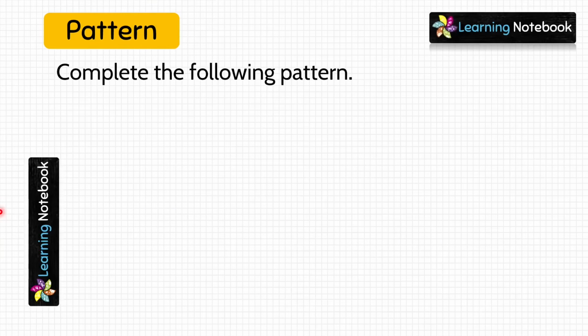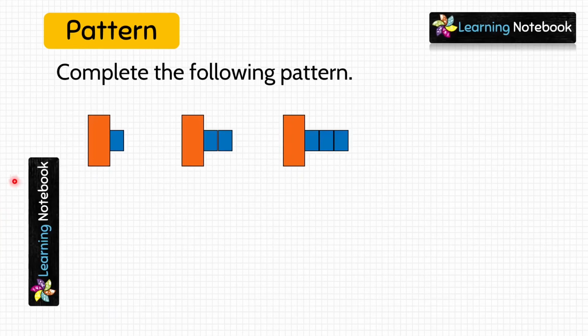Now let's do a question. Complete the following pattern. So here we are given this pattern and we have to complete it. So first we have to identify this pattern and then only we can complete it. So let's identify this pattern first. Look at this pattern, students. Orange rectangle is only 1 in all these 3 figures. It is same in all these 3 figures.